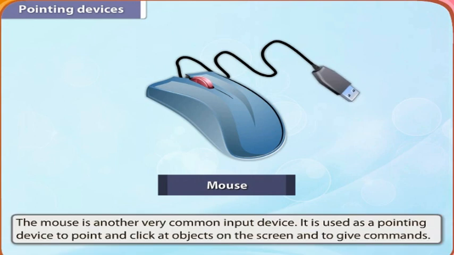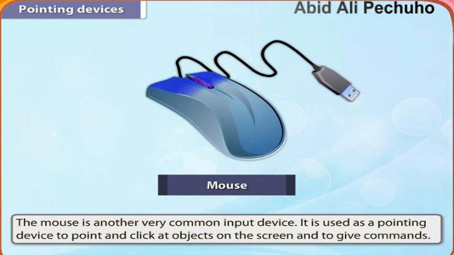The mouse is another very common input device. It is used as a pointing device to point and click at objects on the screen and to give commands. A mouse has two or three buttons and a scroll wheel on the top. It is attached to the system unit by a cord.